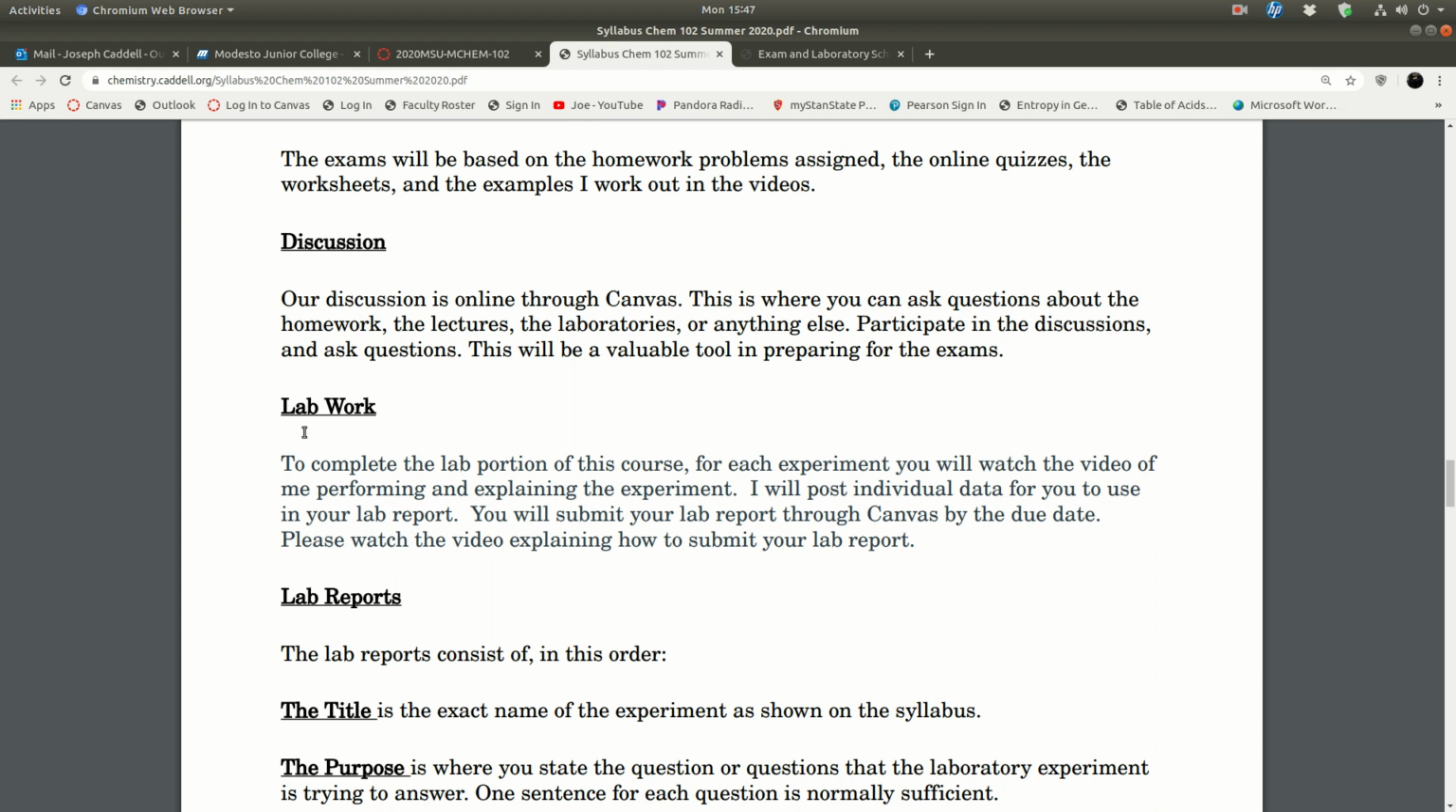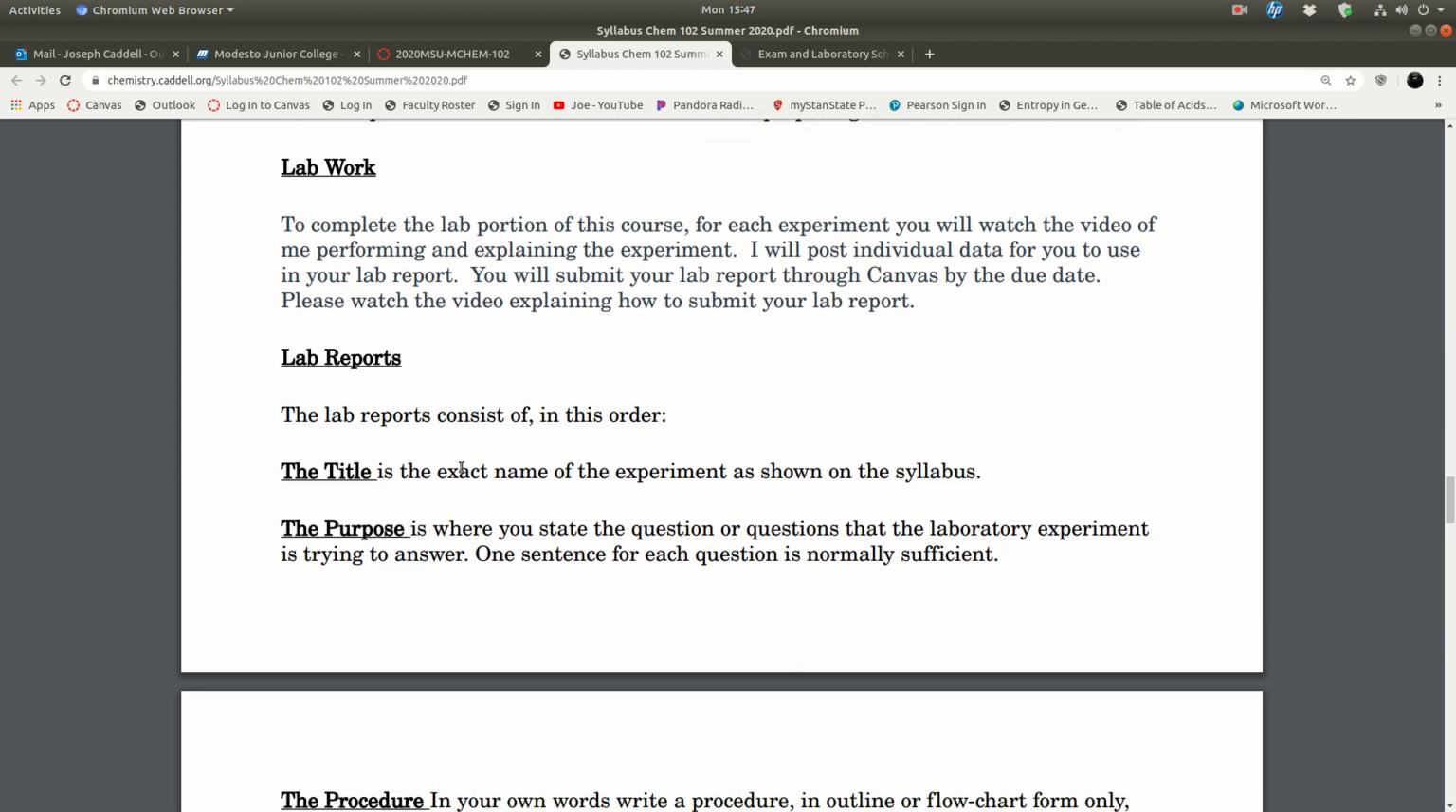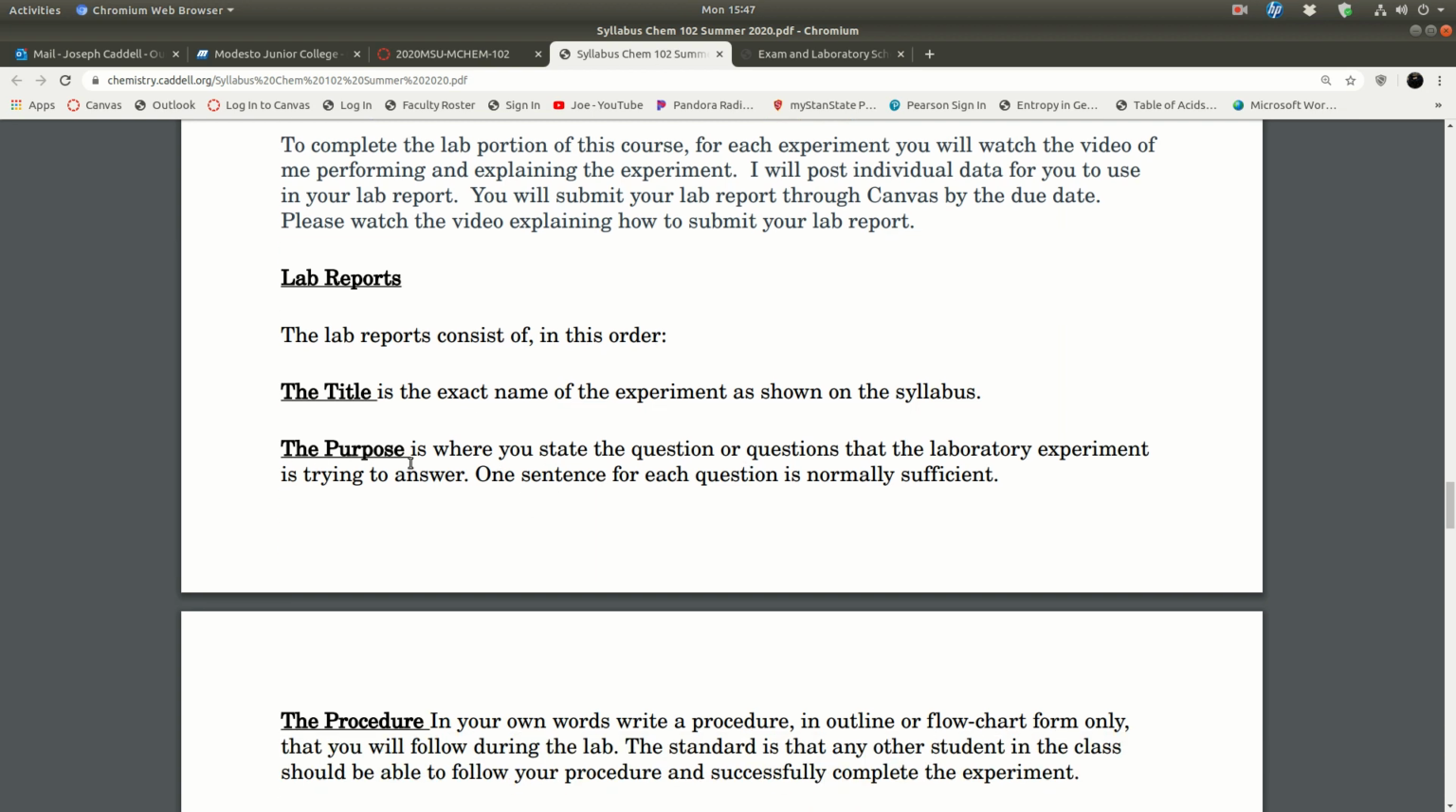So to get your points for the lab, credit for the lab, you need to turn a lab report in, which I'll show you how to do. But a lab report consists of these parts: title, which is the name of this experiment; purpose, which is what you're trying to find out. Now, this isn't a huge essay right here. 1 or 2 sentences usually is sufficient.